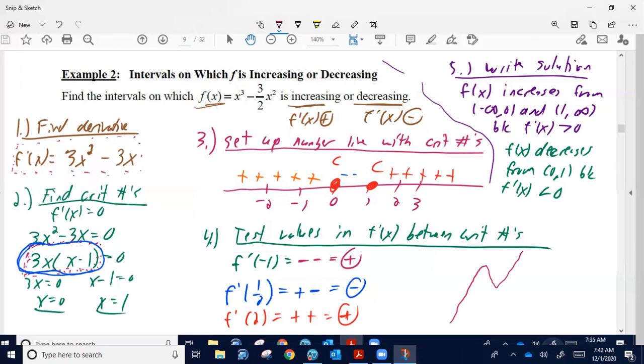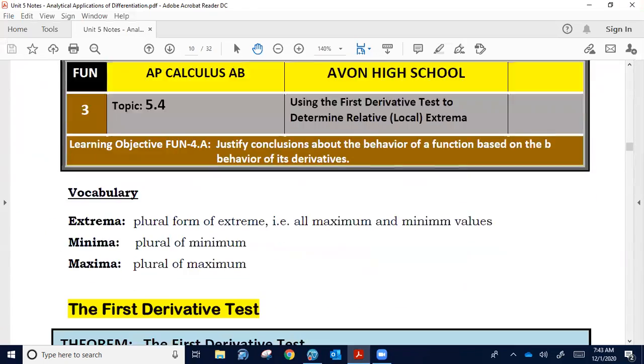So we rise, we fall, we rise. That means that 0 here is a max, and 1 here is a minimum. If you go from a positive to a negative derivative, that's always a maximum. From a negative to a positive, that's going to be a minimum. Rise, fall, positive, fall, negative. Positive to negative makes a max. Negative means you fall. Positive means you rise. That makes a minimum. And that's what 5.4 is.